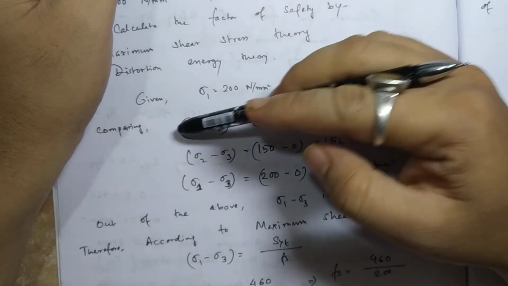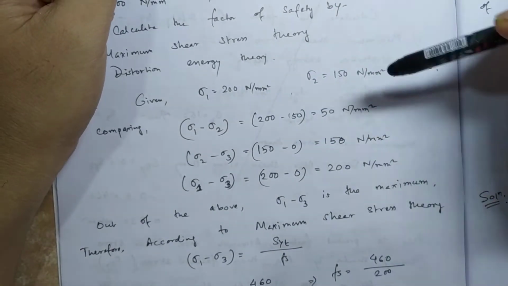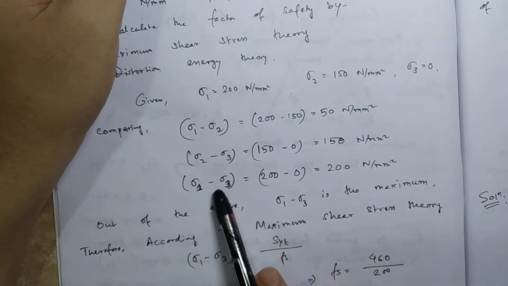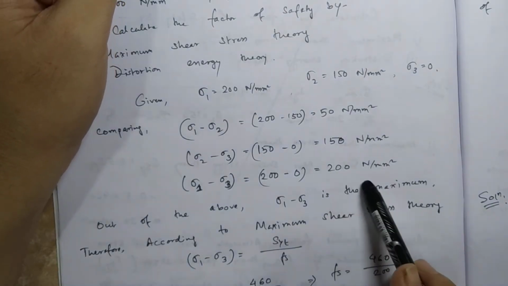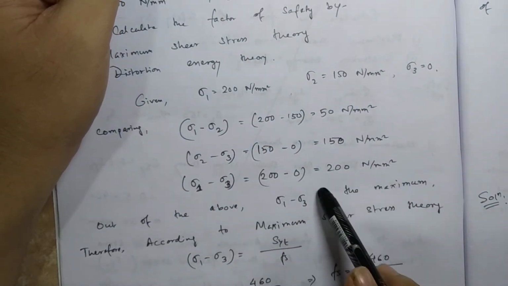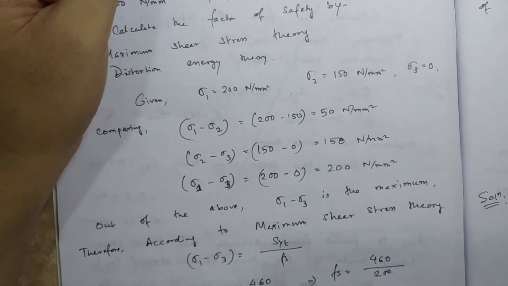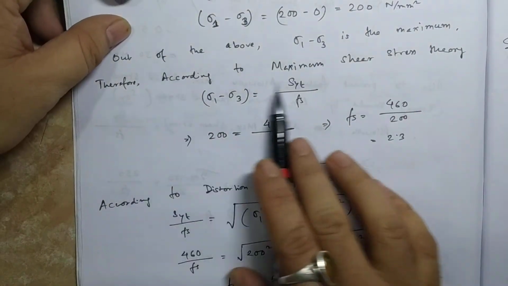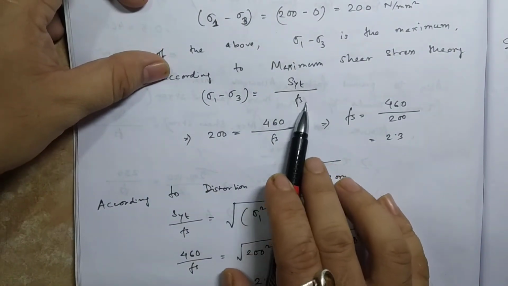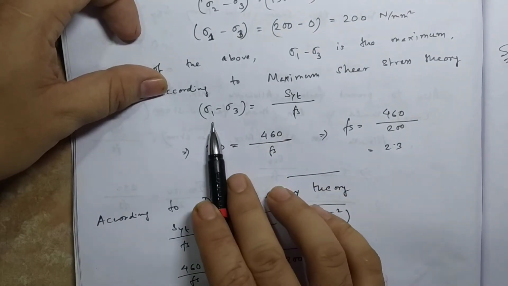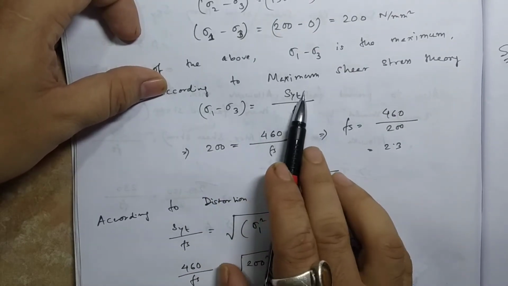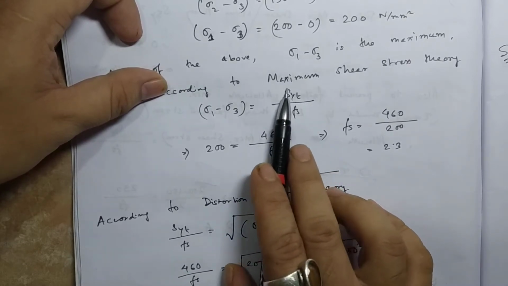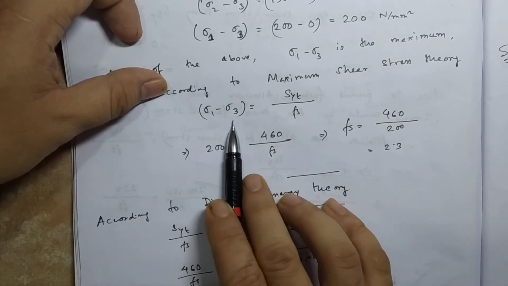So the modulus of sigma 1 minus sigma 2 is positive 50, then 150, and this is 200. If you compare all of them, sigma 1 minus sigma 3 is maximum, which is 200. This is the one you have to prevent. So according to the maximum shear stress theory, if you introduce a factor of safety, you take this relation: sigma 1 minus sigma 3 equals yield strength in tension divided by factor of safety. If you take the yield strength in shear as SY, then you have to divide it by 2 here.